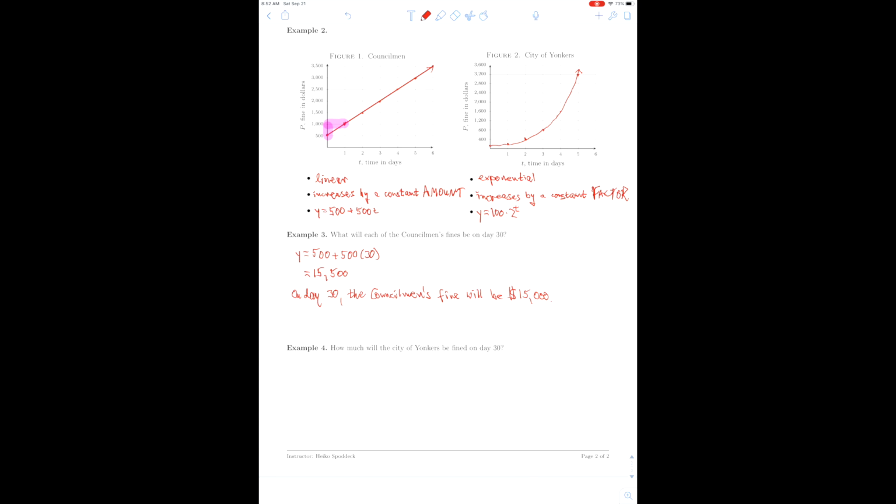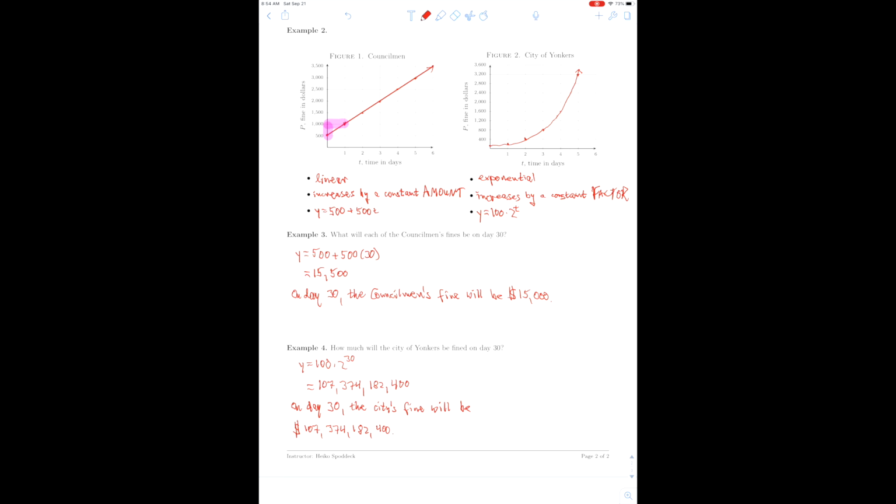In the same way, we'll find the fine for the city of Yonkers. We again start with our formula, which is 100 times 2 to the 30th power. And if you plug that into the calculator, you get a very long number: 107,374,182,400. So that's a lot of money. Again, we want to write that in an answer sentence: the fine after 30 days for the city of Yonkers will be that amount of money. So let's write that out.